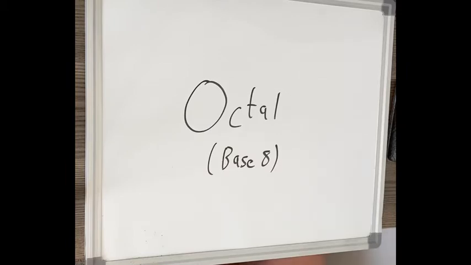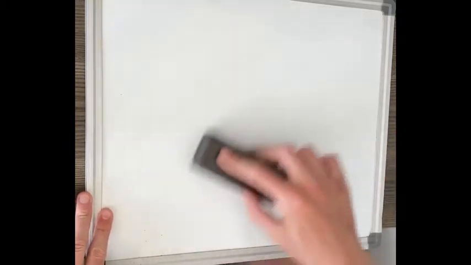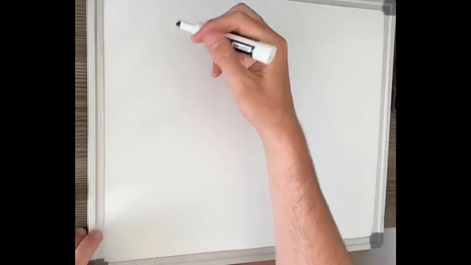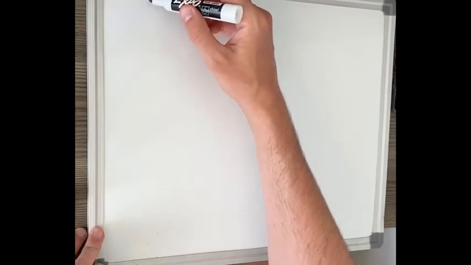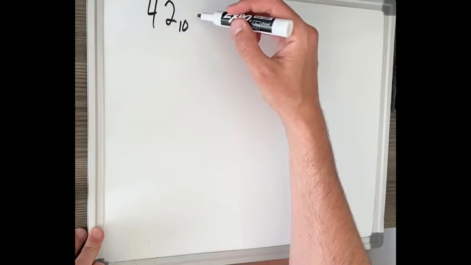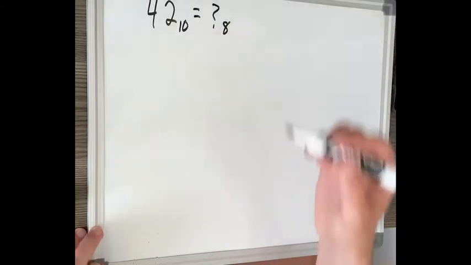So this week's assignment, you guys are going to be learning how to convert from base 10 to base 8 and base 8 to base 10. I guess the first thing I want to show you is how to convert from base 10 to base 8. So we'll do a simple number. Let's do 42. That's our base 10. And what does that equal in base 8?